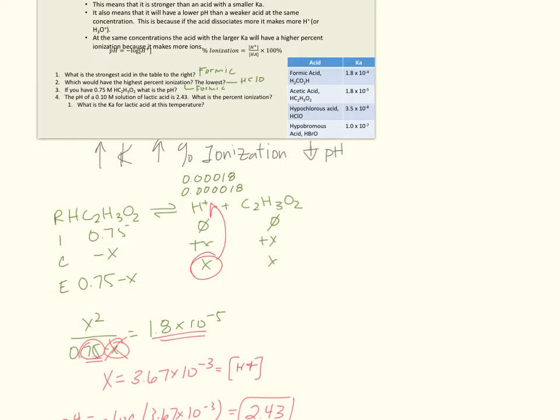Okay, number 4 says the pH of a 0.1 molar solution of lactic acid is 2.43. What is the percent ionization? So percent ionization is the concentration of H, right, divided by the concentration of HA. So I am going to find the concentration of H first.